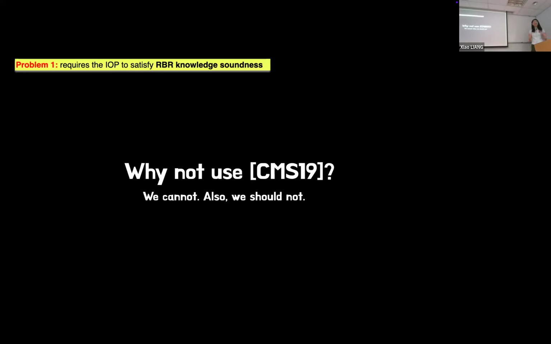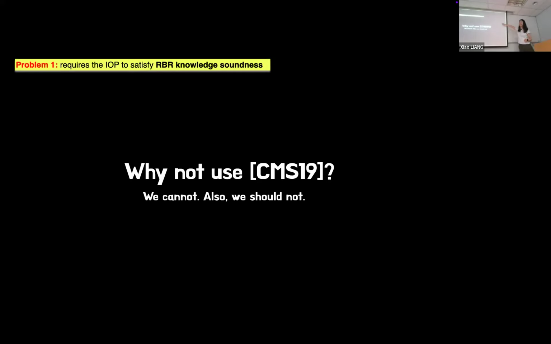Now, as I mentioned, we have some post-quantum security results for SNARGs, and a SNARG is a special case of a reduction. So why not just use the technique from the special case? Well, the answer is we cannot, and also maybe we should not, because there are a couple of problems. The first one is that in CMS 19, they require the underlying IOP to satisfy round-by-round knowledge soundness.